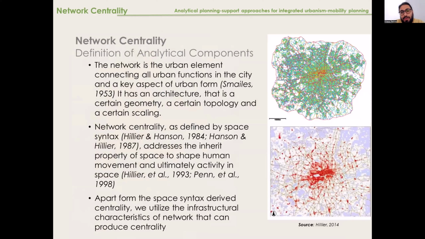Moving to network centrality, which is a more complex issue, but maybe some of you are familiar with space syntax and these kinds of approaches. Network centrality is defined by space syntax and traces the inherent property of space to shape human activity and human movement in space. But in our approach, apart from space syntax, we wanted to include the infrastructural characteristics of the network that can produce centrality.